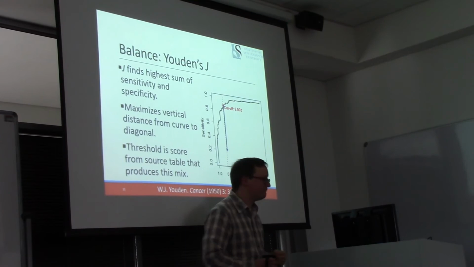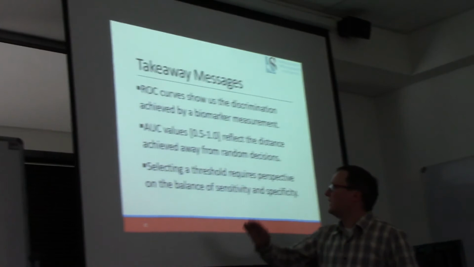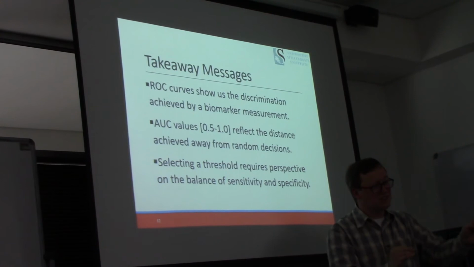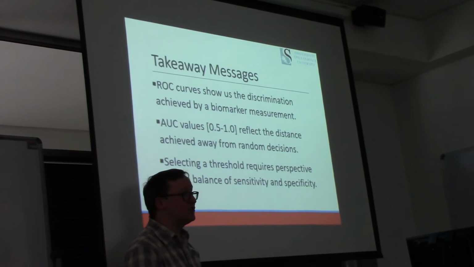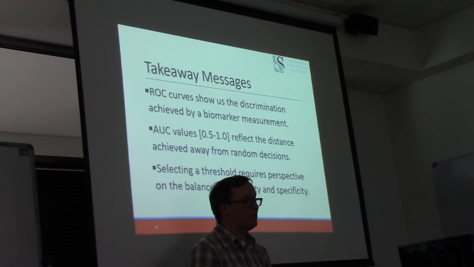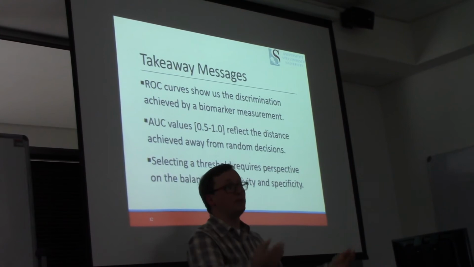Okay. So, quite a few things to take away from this, but I think that when you see one of these plots in a paper, you'll be a whole lot better prepared to understand what they're trying to drive at. So, first off, ROC curves show us the discrimination that's achieved by some biomarker measurement. We've got some measure, something we've measured about our patients. We want to see, does it separate the positives from the negatives? ROC is our way of getting at that answer.